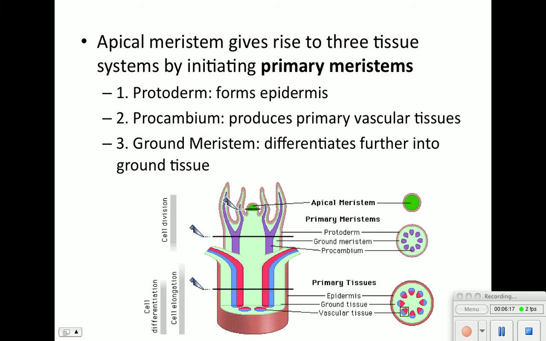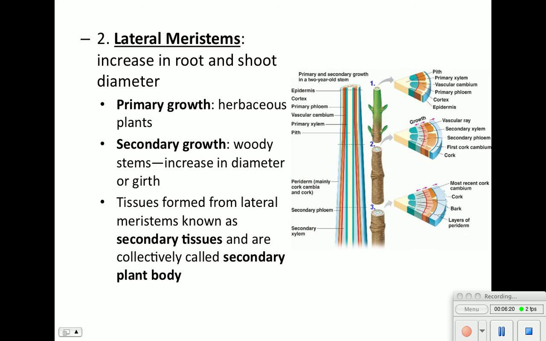So, okay, there is another type of stem cells. We have this vertical elongation or extension with the roots and the shoots. Now we also have lateral meristems. They will increase the root and shoot in diameter, or horizontally, if you want to think of it that way. So we have primary growth, which is like our herbaceous plants. We have secondary growth with the woody stems, so think trees, any type of bark plant. We call these secondary tissues or secondary plant body.